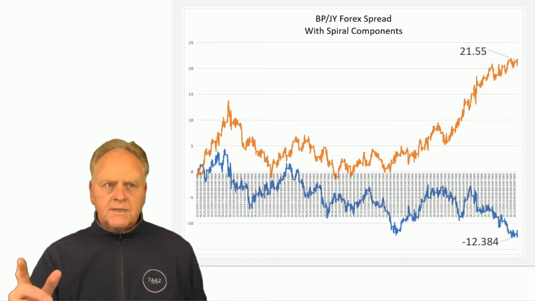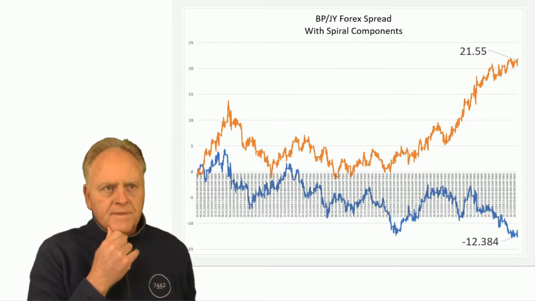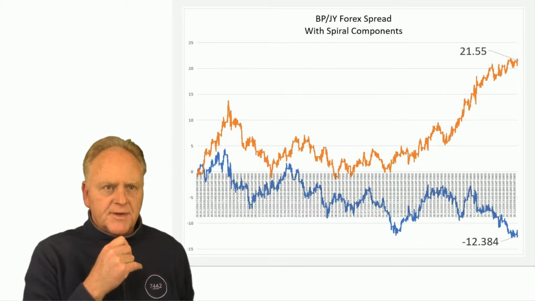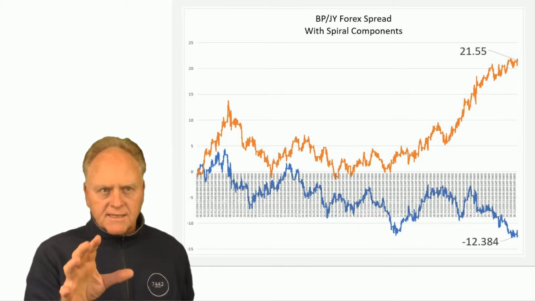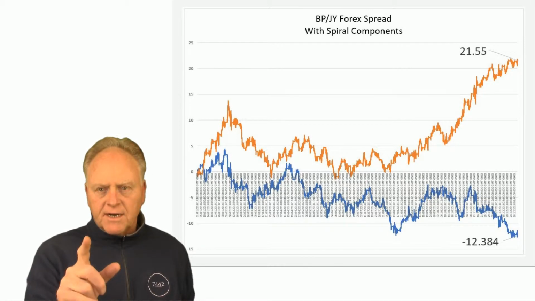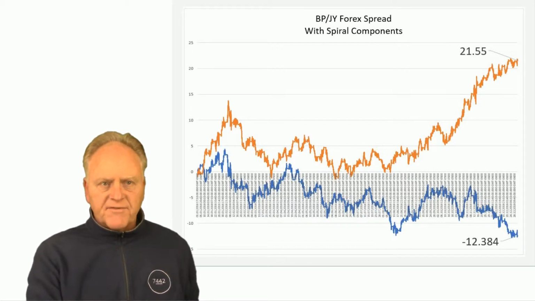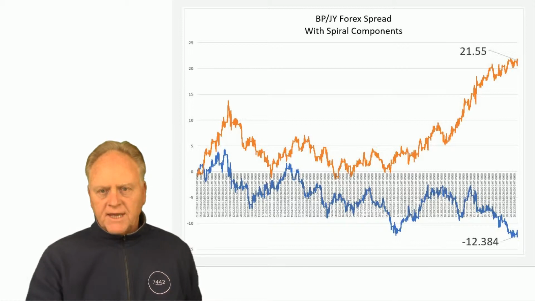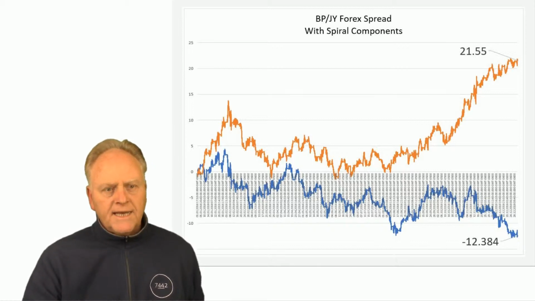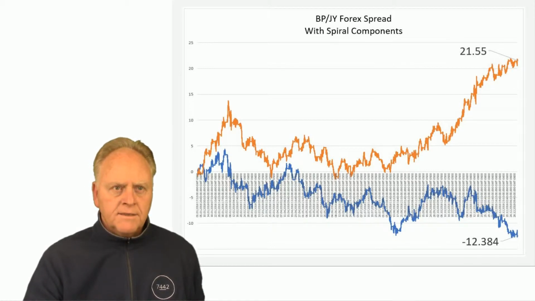The last time I made a video, I showed the results applying the British pound Japanese yen Forex spread with the spiral components and the octets. I created that for a real-time market bias app user that had some questions about Forex and getting back to some of the old octet arrays. So that's what I found out, a 21.55 gain using the octets in the spread compared to a negative 12.384. And now I looked at some other markets.